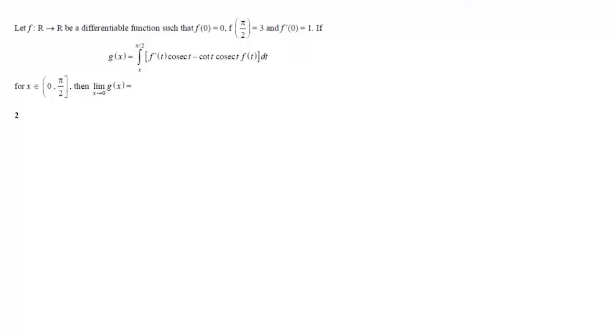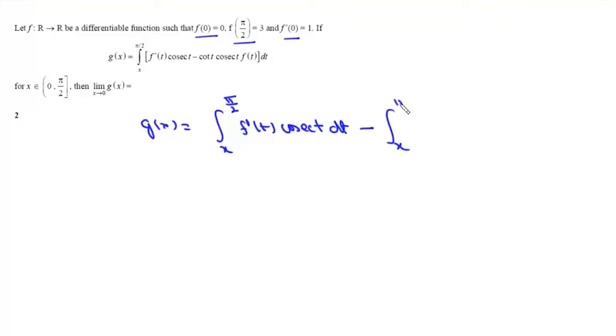Now here the question says: if f(x) is a differentiable function such that f(0) is 0, f(pi/2) is 3 and f'(0) is 1, and g(x) is the integral from x to pi/2 of f'(t) cosec t dt minus the integral from x to pi/2 of cot t cosec t f(t) dt, then we need to find the limit as x tends to 0 positive of g(x), since g(x) is only defined in the right neighborhood of 0.